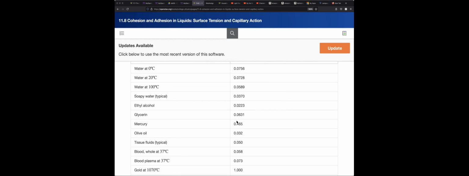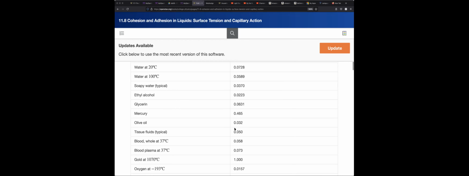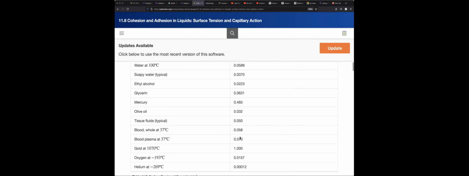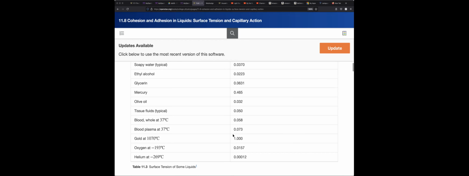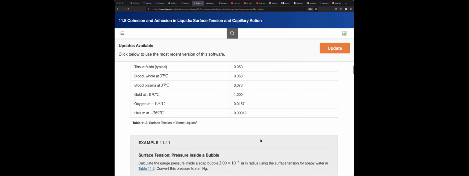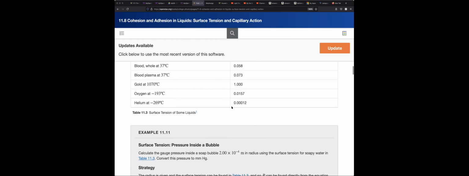So mercury has a very high surface tension. Water is pretty high. Glycerin's high. Fluids in our body, in our tissues, blood is pretty high. Plasma, gold, quite high. Helium, very low.